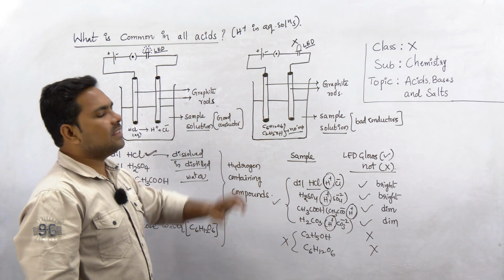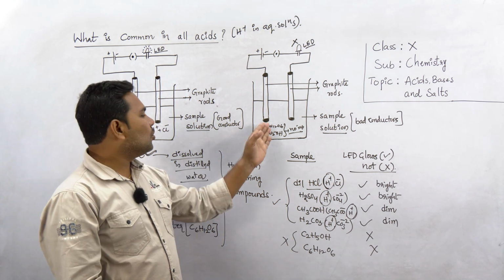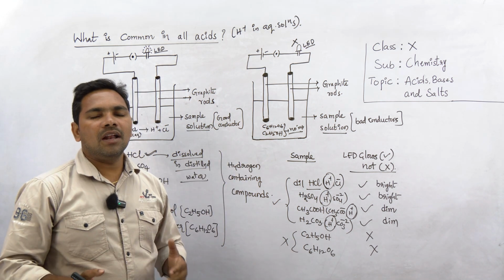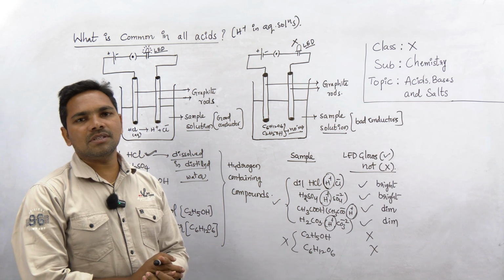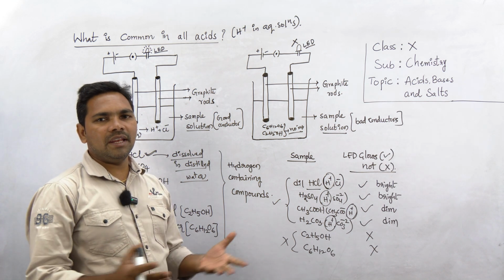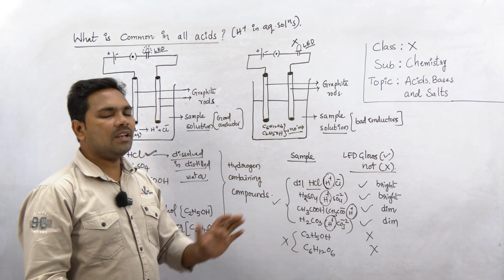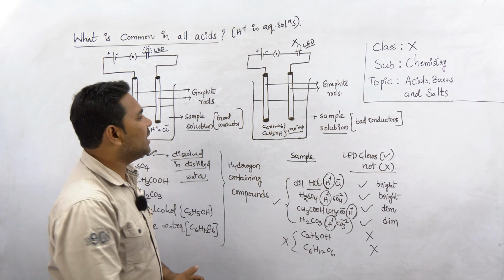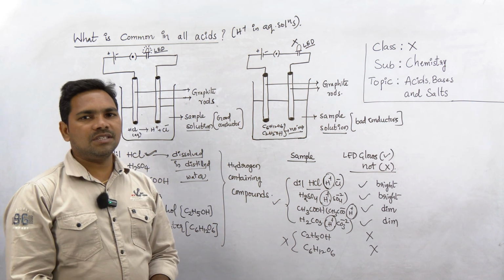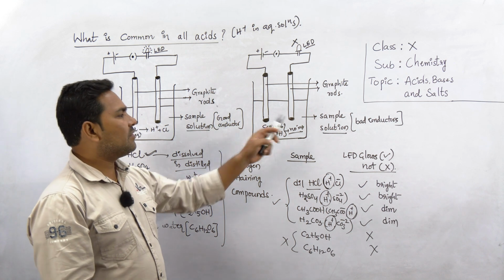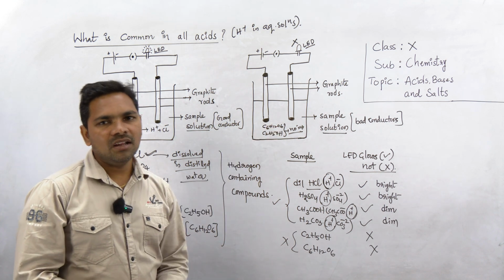Whereas glucose and ethyl alcohol like substances, though they contain hydrogen, they are not producing H+ ions, and as a result they are not acquiring any acidic properties. They are not behaving like acids. Okay, this you can identify using an indicator test. Whenever you add an indicator, by observing color changes, you can identify whether they are acids or not.